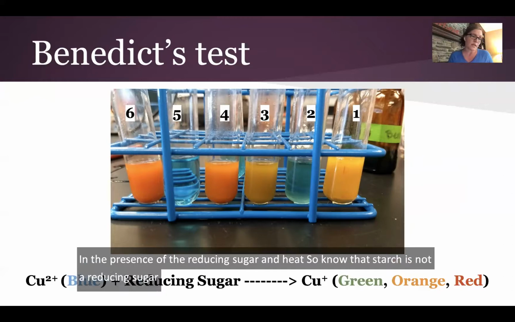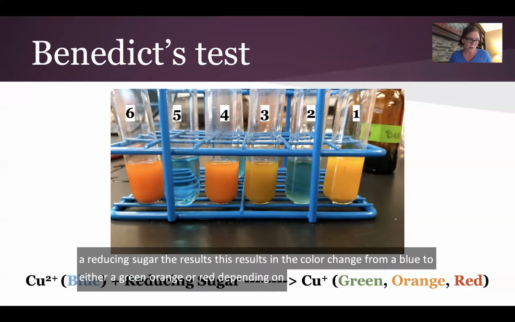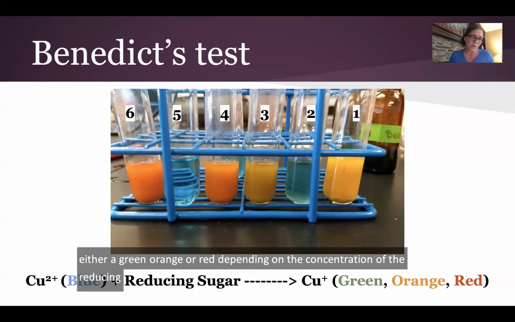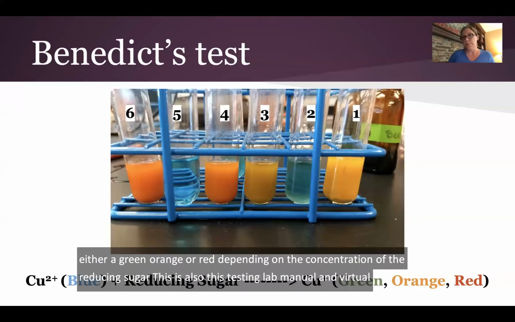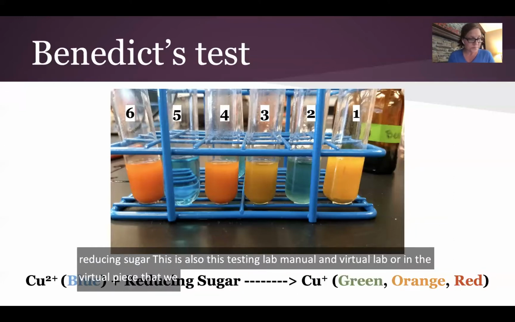This results in the color change from blue to either green, orange, or red, depending on the concentration of the reducing sugar. This is also discussed in your lab manual and virtual lab, or in the virtual piece that we have in the lab for this week.